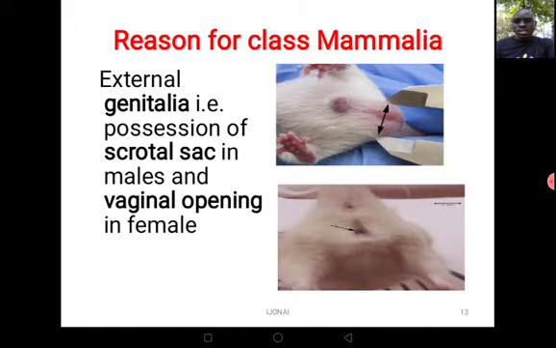Then they also have external genitalia, that is a possession of the scrotal sac for the male. The first picture there shows you the scrotal sac in the male, and then the vaginal opening there for the female.